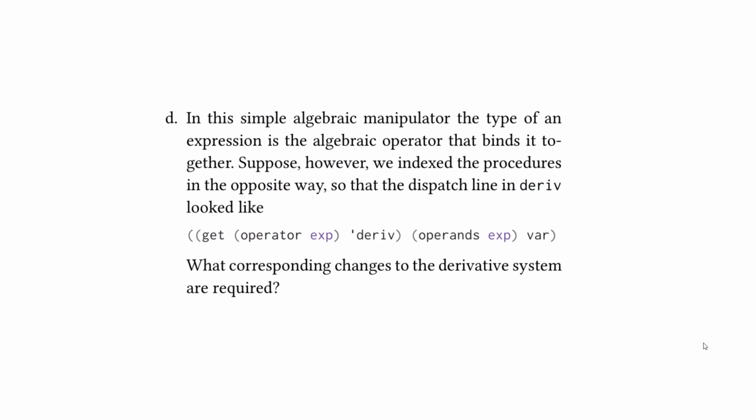And last but not least, for exercise 2.73, sub-question D states, in this simple algebraic manipulator, the type of an expression is the algebraic operator that binds it together. Suppose, however, we index the procedures in the opposite way so that the dispatch line in deriv looked like the following. So it just basically switched the operator exp with the deriv tag. What corresponding changes to the derivative system are required?